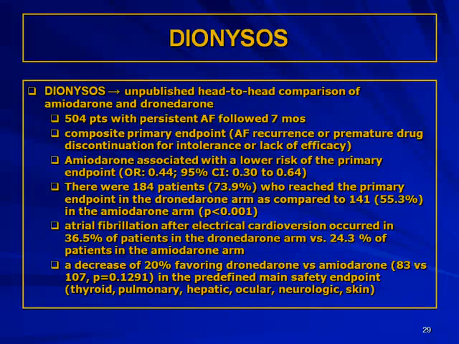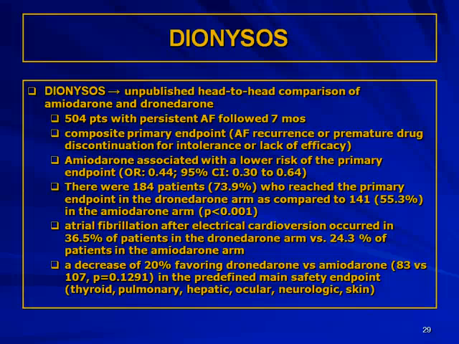But what favored dronedarone in the trial was that there was a relative reduction of about 20% in rates of discontinuation for the primary safety endpoints, which were thyroid, pulmonary, hepatic, ocular, neurologic, and skin disorders. So there were 83 patients that developed one of those problems with dronedarone compared to 107 with amiodarone. And it didn't reach statistical significance.